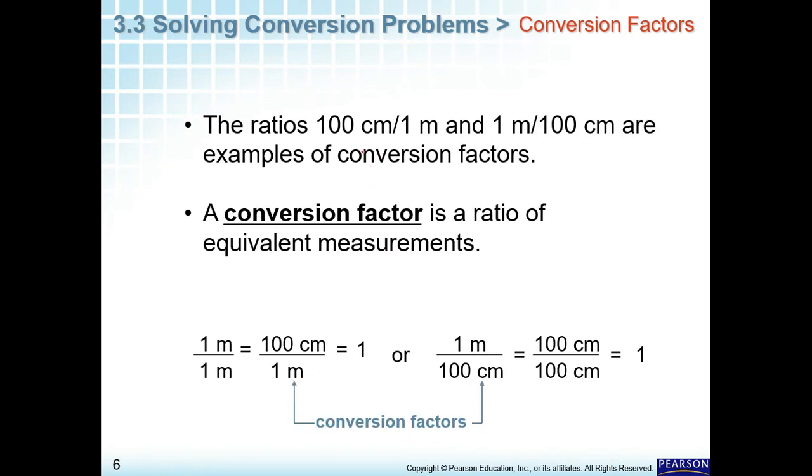Now, these ratios that I showed you on the last slide, 100 centimeters and 1 meter, are called conversion factors. And again, they're just a ratio, which means it has this little division line, and they're equivalent measurements. They mean the same thing. For example, here, these are the exact same length. These aren't the only conversion factors. You know them in all of everyday life.